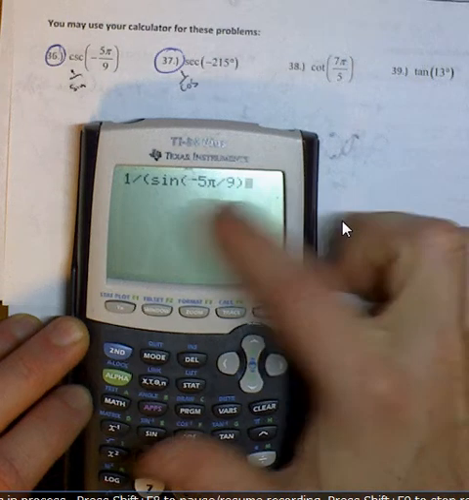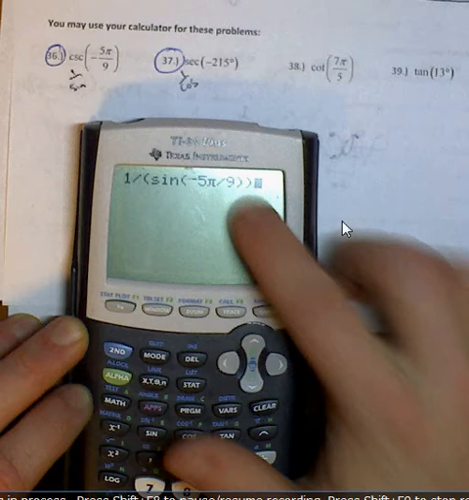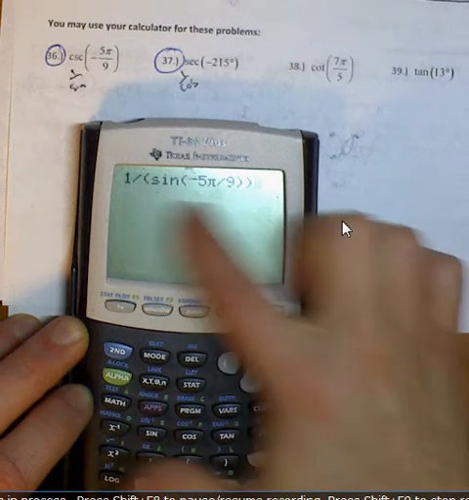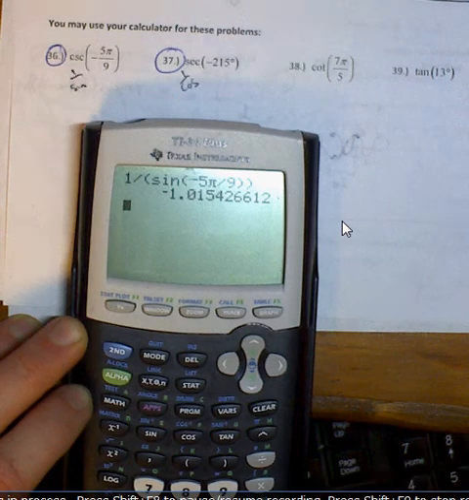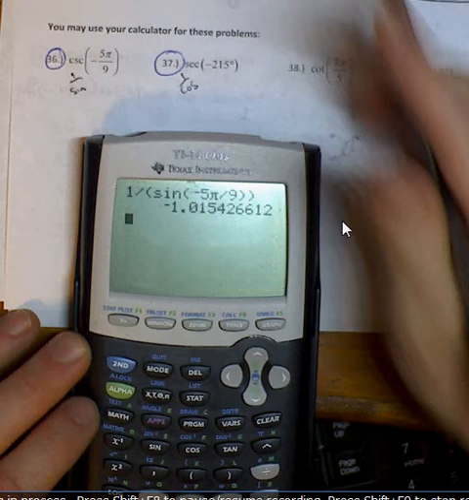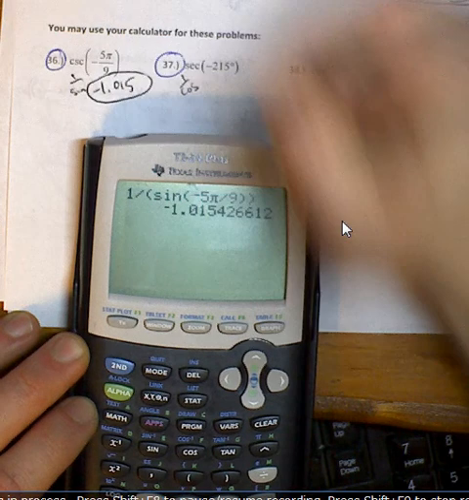Close your parentheses. Now I'm closing the parentheses for the argument of the sine, and then I'll close it again so that it captures that whole denominator. And so that is the decimal approximation for it. You can just put 3 decimal places, that is fine.